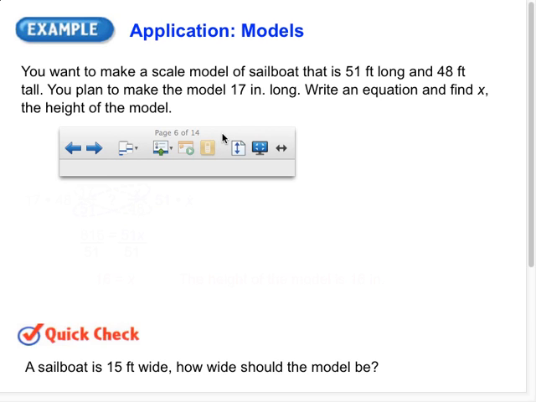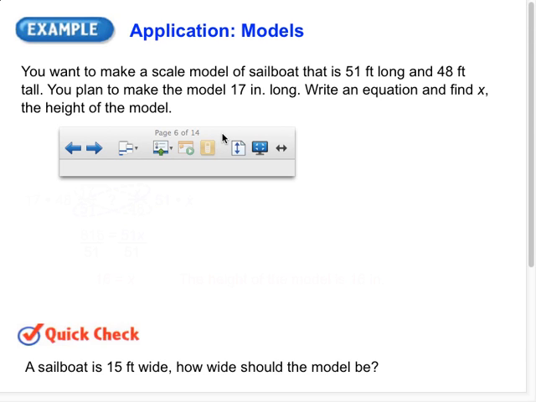You need to change. So, do you have a question? So would it be 51 over x equals 17 over 48 or something? Well, they want us to know the height, right? So what's 51 talking about with the boat? The length. So you wouldn't mix and match. X is talking about what? The height. So I need to make a ratio with the actual height and what we're trying to figure out, the height of the model. Do you guys understand?